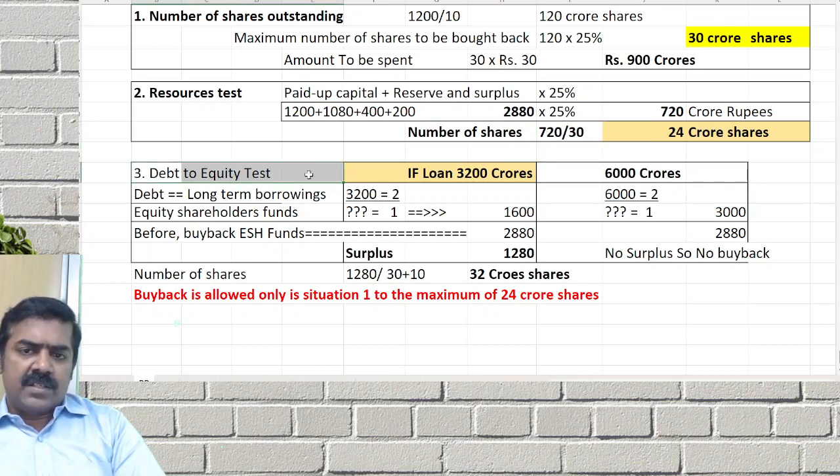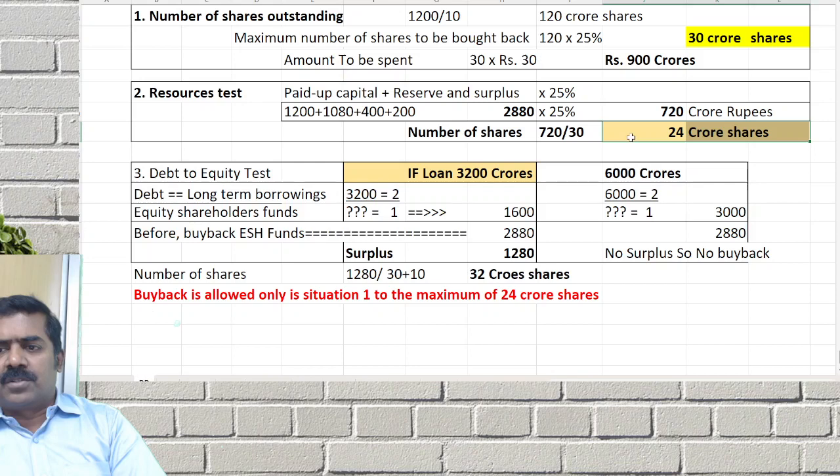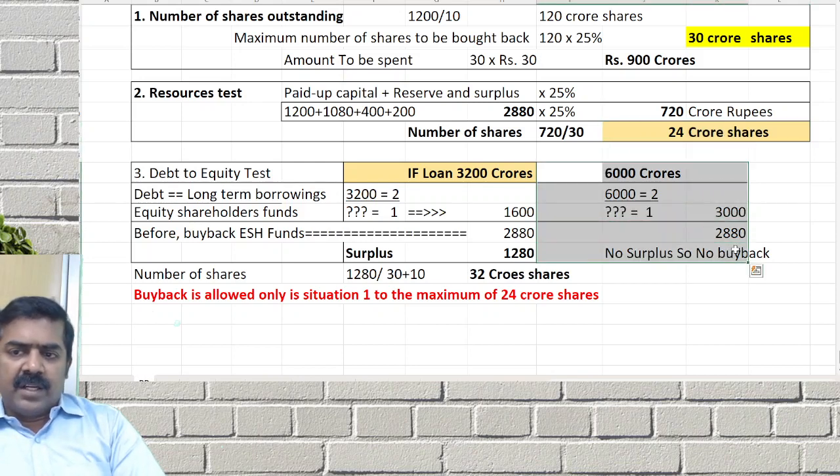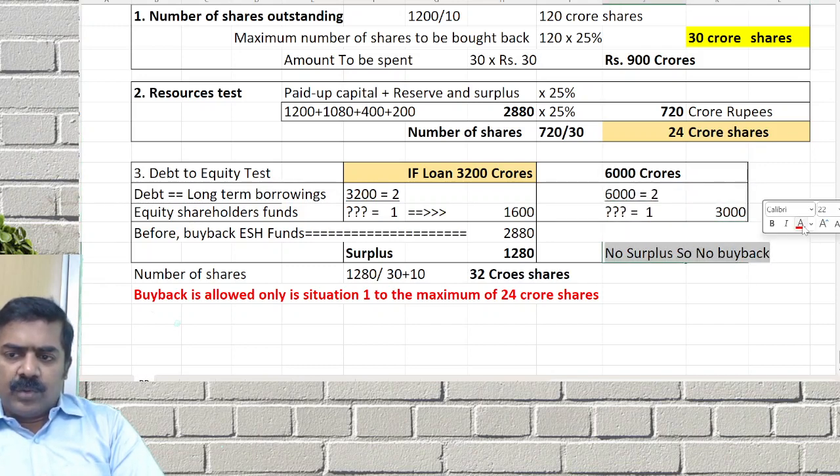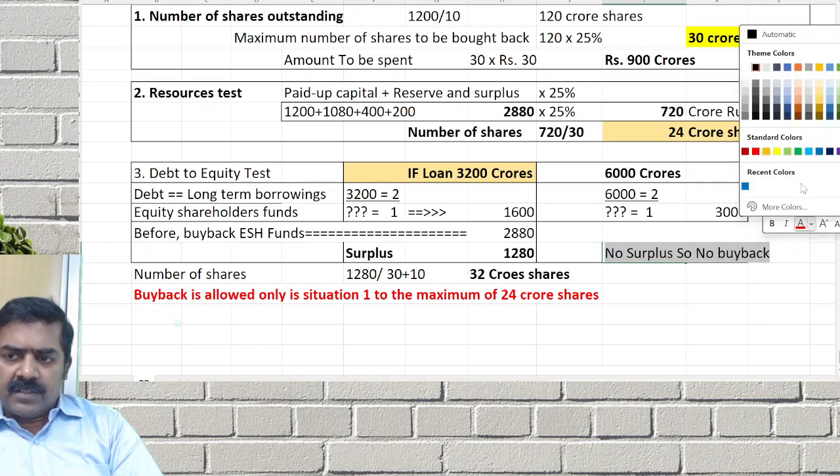Debt equity test. If loan funds are 3,200 crores, after buyback, we should maintain 1,600. Before buyback, we have got 2,080 crores, surplus 1,280. We can buy 32 crores. But debt equity test, resources test allows only what? 24 crores. Third condition. Before buyback, we have got only 2,880. No surplus, therefore no buyback is allowed in this case.